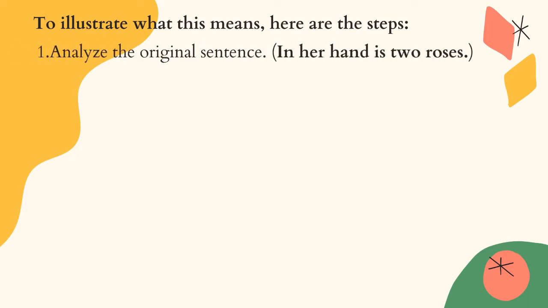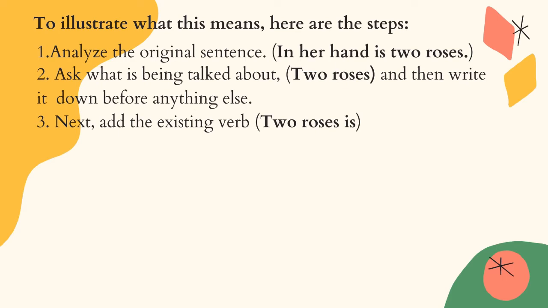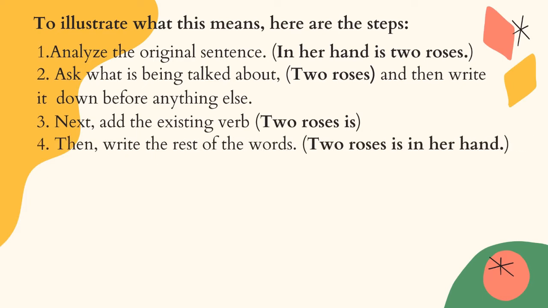1. Analyze the original sentence. In her hand is 2 roses. 2. Ask what is being talked about. 2 roses. And then write it down before anything else. Next, add the existing verb. Is. 2 roses is. Then, write the rest of the words. In her hand. 2 roses is in her hand.